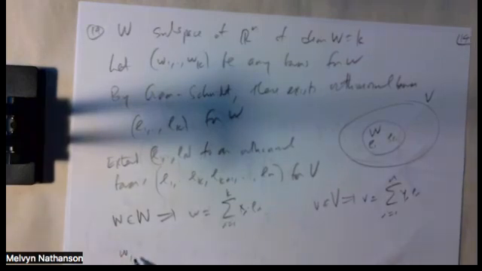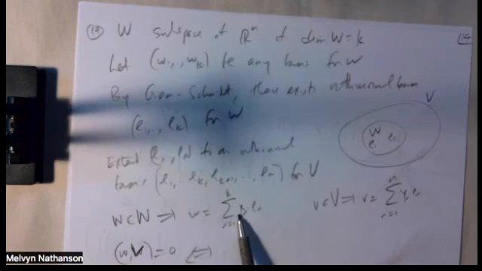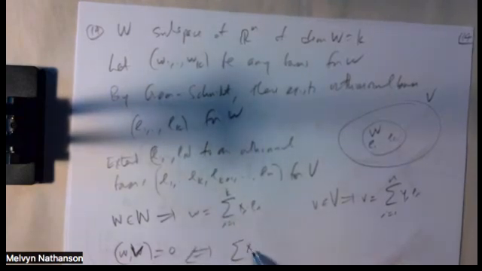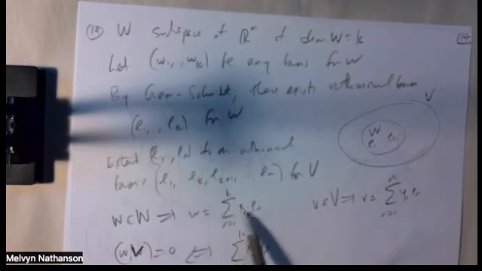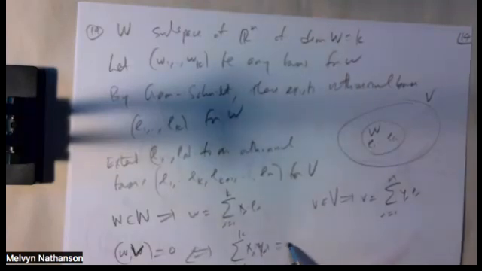And the inner product of w and v is 0 if and only if, see, what's the inner product of w and v? It's the summation xi yi, i goes from 1 up to k. When you take the inner product of these coordinates and these coordinates, this is what you get. So this has to equal 0.